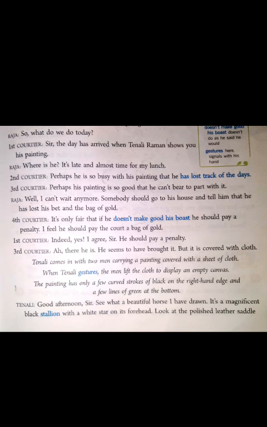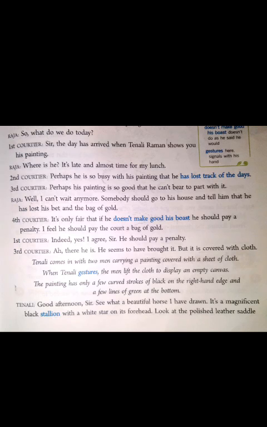While the fourth courtier is also not in favor of Tenali. So he says that it's not fair, Raja. Tenali already wasted the time of the court, and as he has lost the bet, he should pay a penalty to the court with a bag of gold. And the first courtier agrees with this. Third courtier says, finally he has come and he brought his painting, but it is covered with cloth.